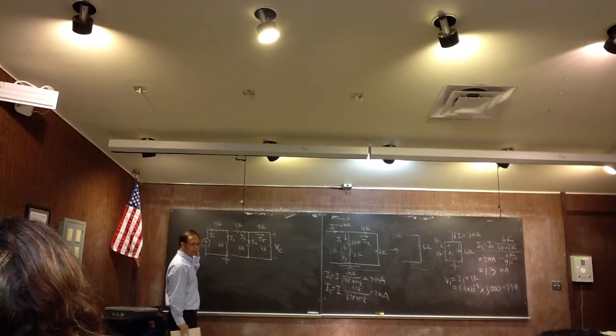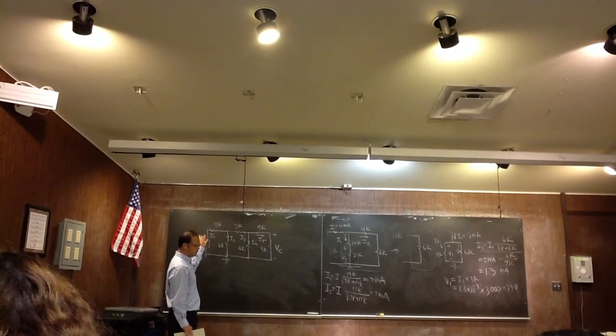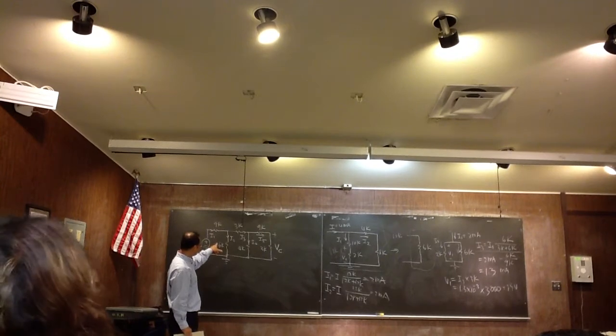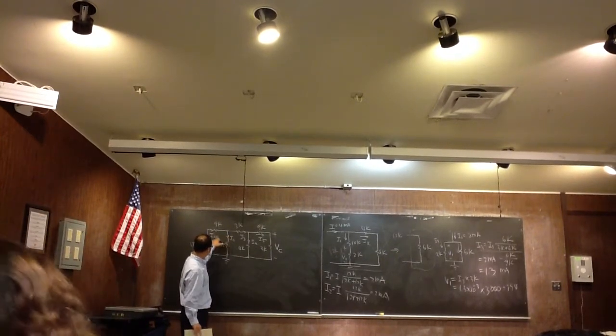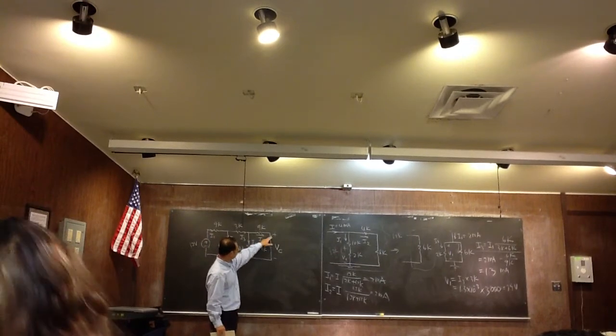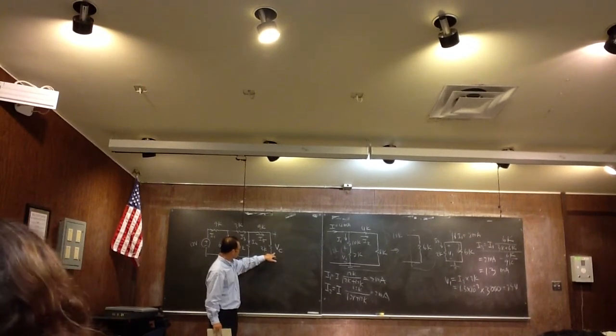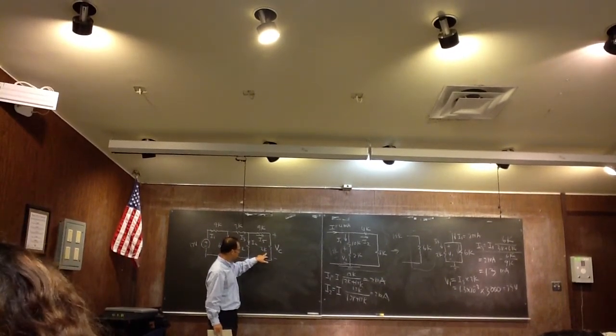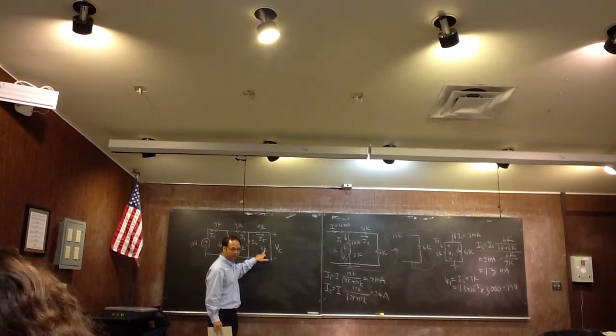So we're going to find everything that was labeled on the circuit: the currents I1, I2, I3, I4, I5, and also the voltage V sub C across the 3K resistance.